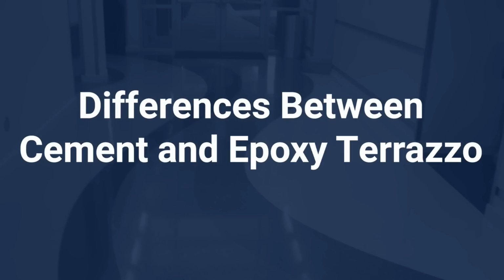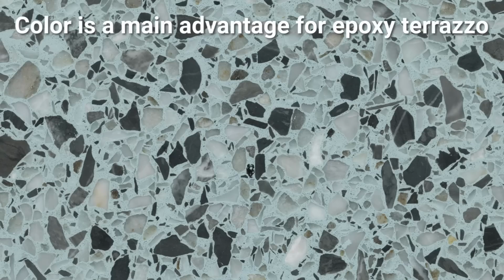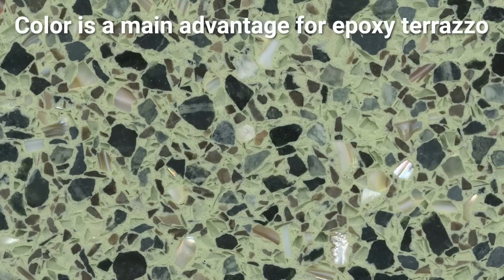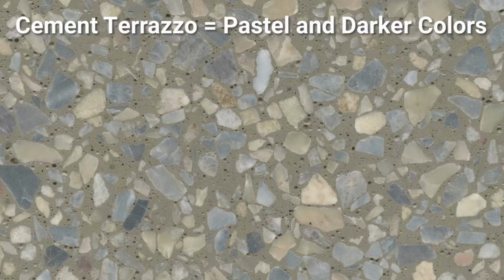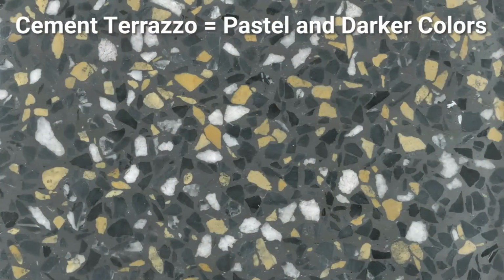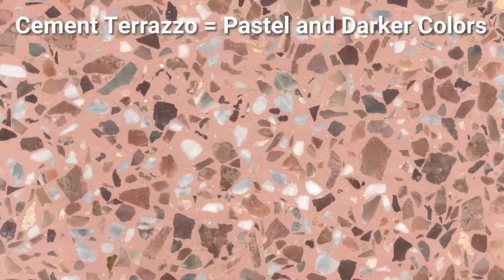Now that we briefly went over some common terrazzo systems, we will now identify the main differences between epoxy and cementitious terrazzo. For one, color is the main advantage of epoxy terrazzo. When you think of epoxy terrazzo, think of vibrant colors. On the other hand, cement terrazzo is best suited for pastel and darker colors.